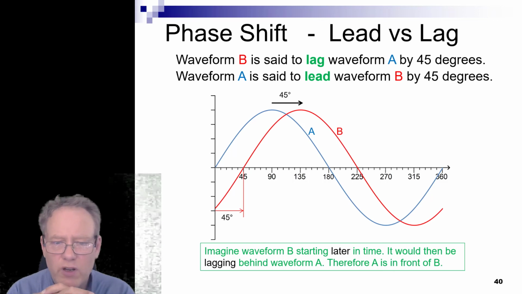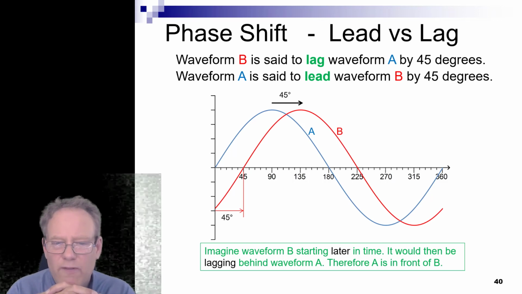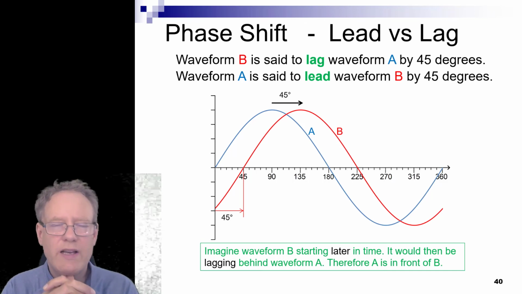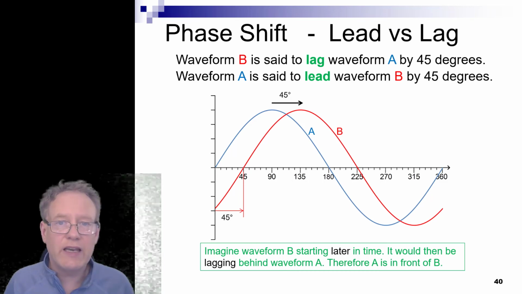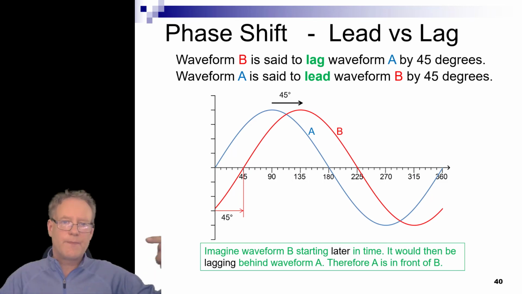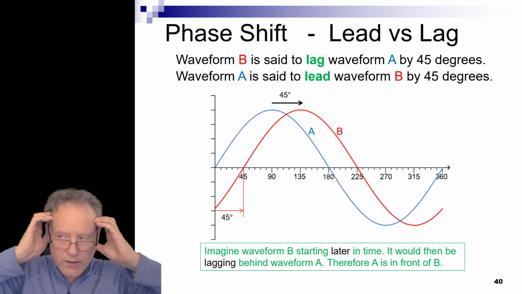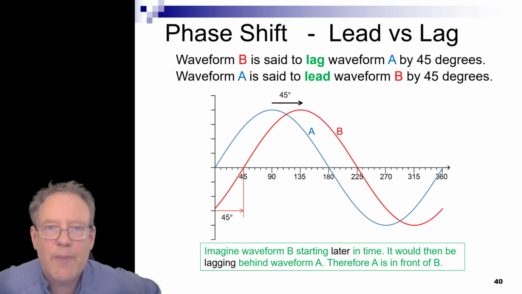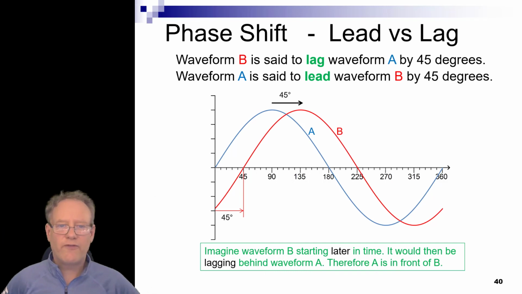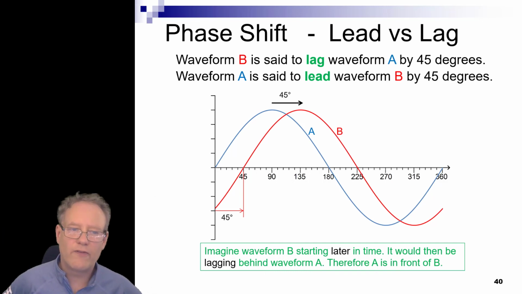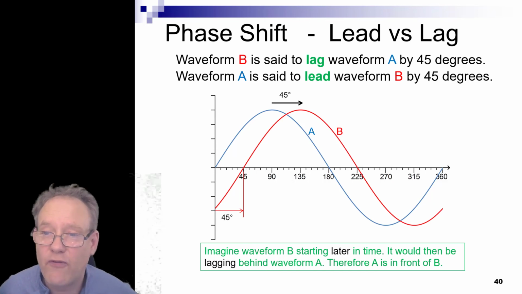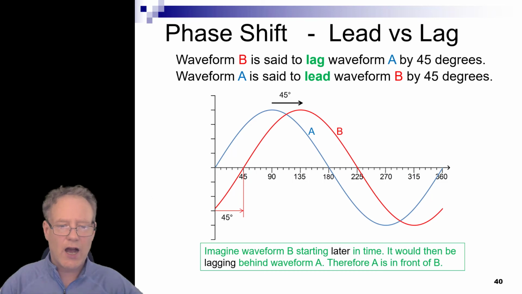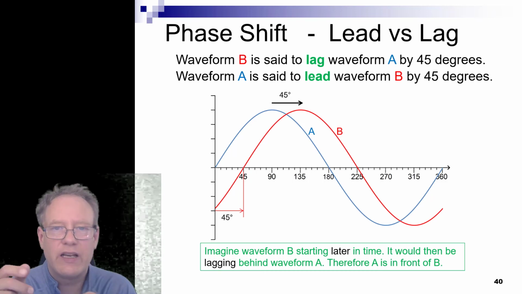In this case, waveform A is said to lead waveform B. Why is it leading? Because it's before. We're looking at the x-axis in time. Just in your head, think about it in time. If it's happening in time, is waveform A happening before waveform B? Let's read the top. It says waveform B is said to lag waveform A by 45 degrees. Why is that? Because it's later in time.